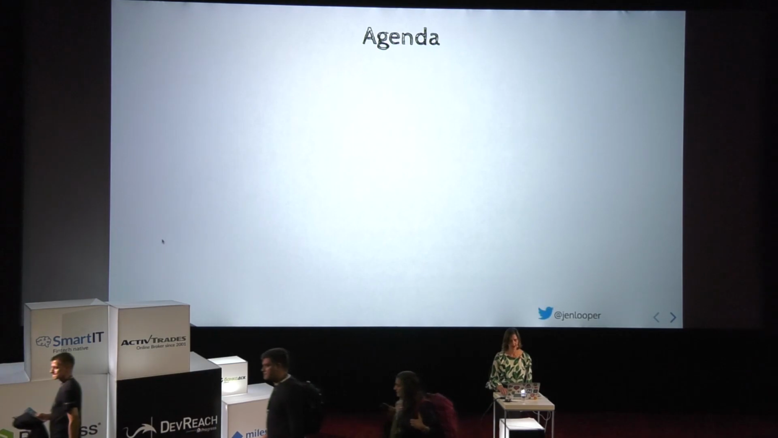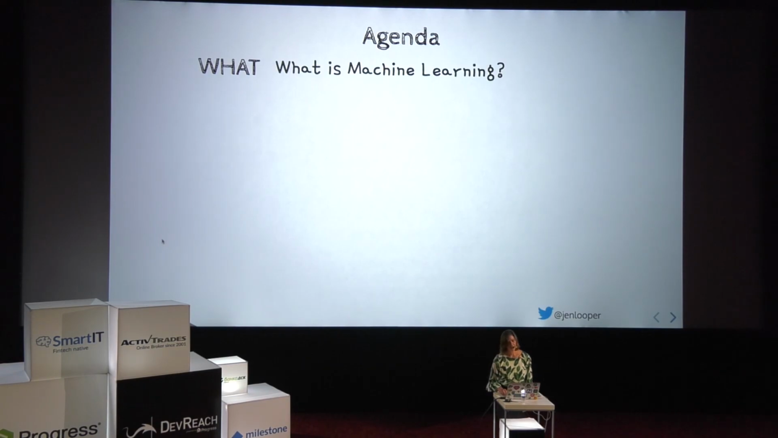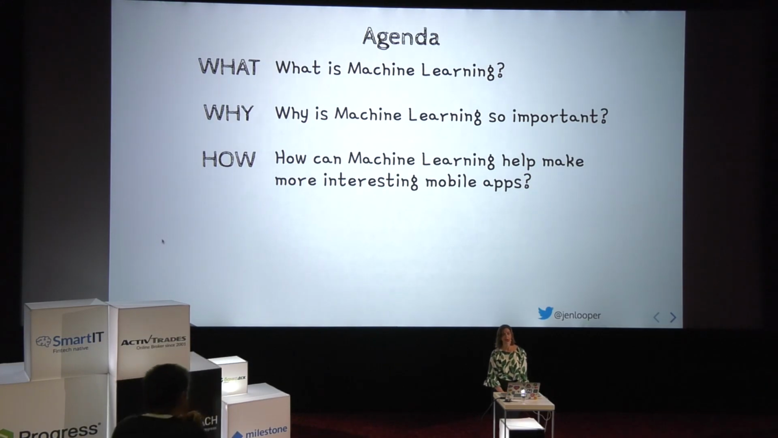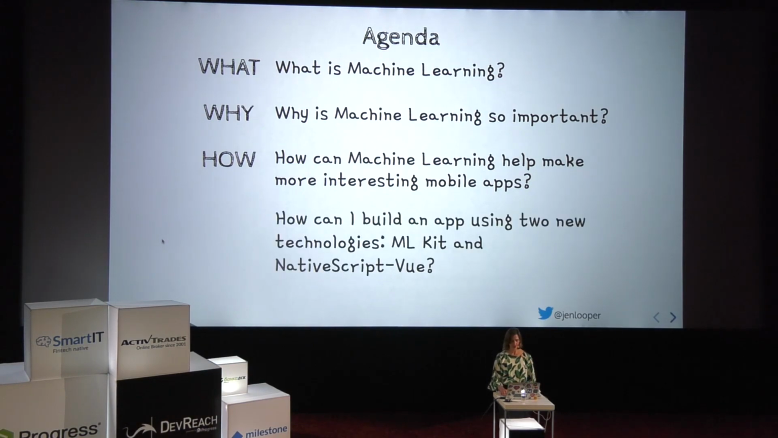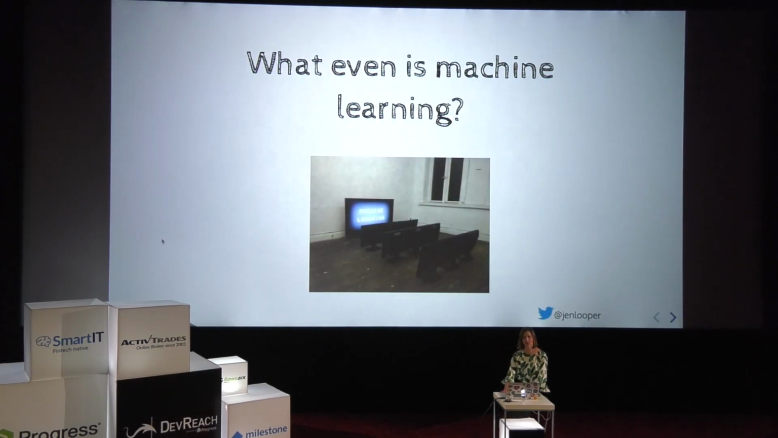All right. So on our agenda today is, hi, Brian. We're going to talk about what machine learning is. And we're going to talk about why machine learning is so important. And we're going to talk a little bit about the how of machine learning. How can machine learning help make more interesting mobile apps? And very specifically, how can I build an app using two new technologies, MLKit and NativeScript Vue? So we're going to talk about how these work together to create a really engaging user experience for your mobile users.